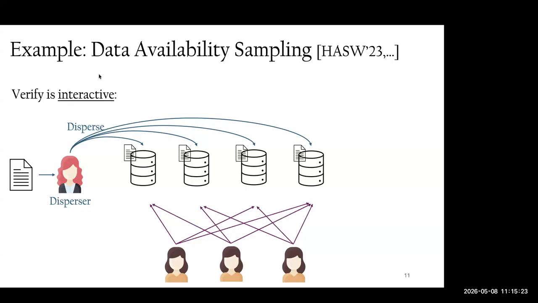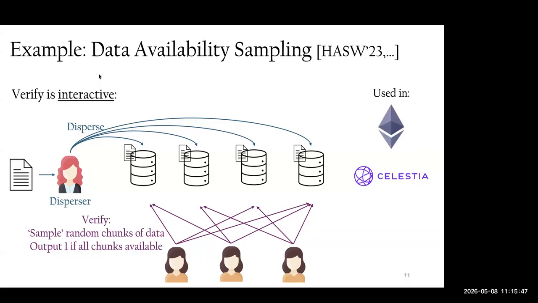The second example is data availability sampling, and this is what we'll be focusing on today for the most part. And here the key difference from VID is that the verify protocol is actually interactive. In particular, the way this works is that I literally sample random chunks of the data and go ask the storage nodes to give me that chunk. And then I'll output one, meaning I'll accept the verification only if I was able to get all the chunks that I asked for. This is also being implemented in practice in Ethereum and Celestia networks.